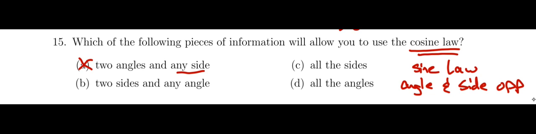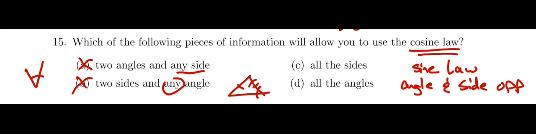Two sides and any angle, ooh, that is hinting at a cosine problem here, because if I've got two sides and the angle in between, then I don't have that angle side pair, and that would be a cosine law. But any angle, well, if I've got two sides, and let's say I've got these two sides, but I have this angle right there, well, then I do have an angle side pair, so it's not that one. All of the sides, oh, yes. That one right there would be the cosine law.